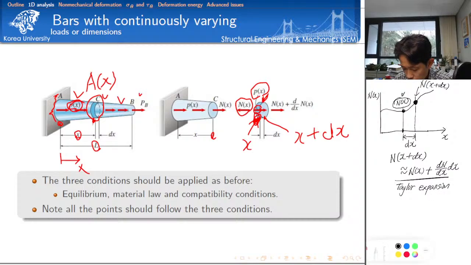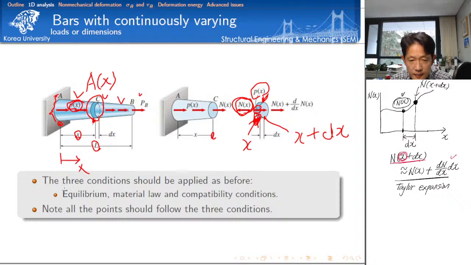So simply we expand this internal force with respect to the current value of x, then you can obtain this equation. This is the Taylor expansion up to the first order differentiation. Is it clear? So now to make for detailed discussion, instead of using the internal force nx, we want to consider the stress itself.